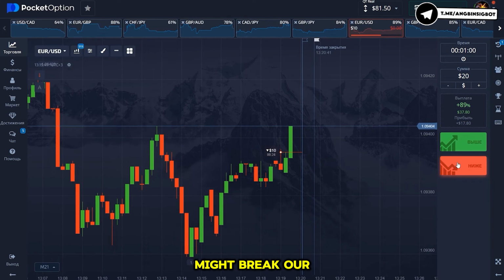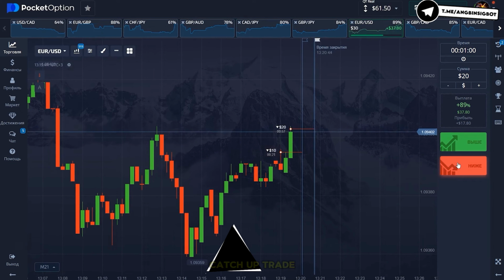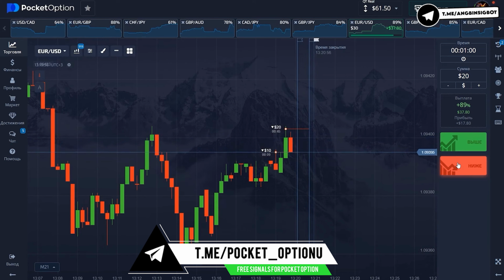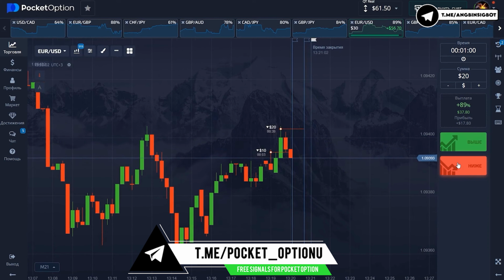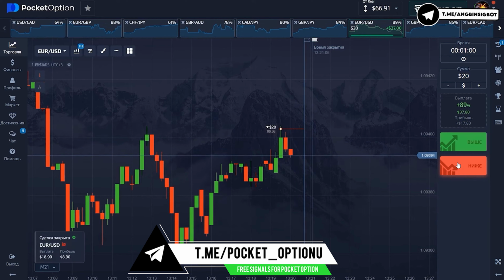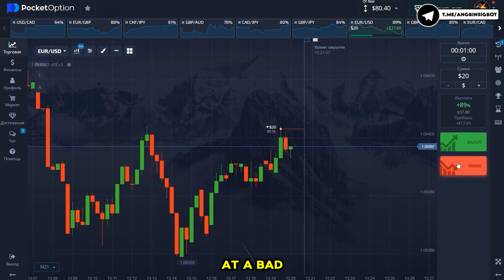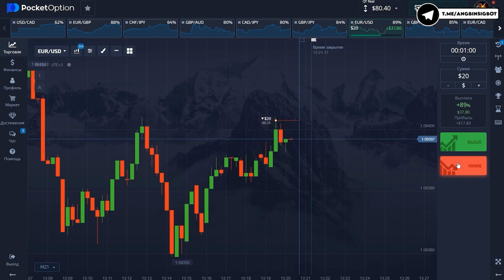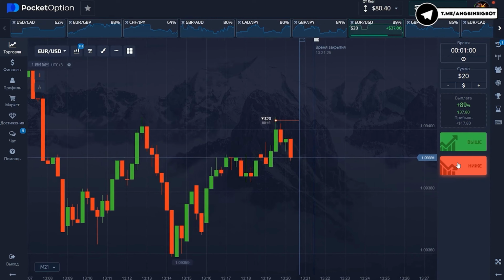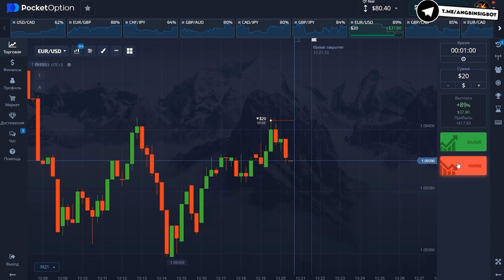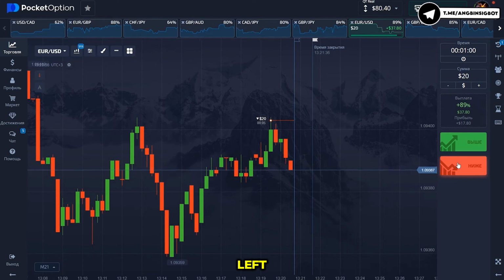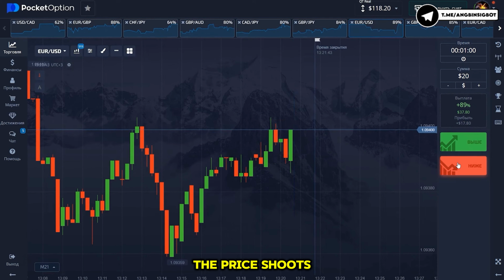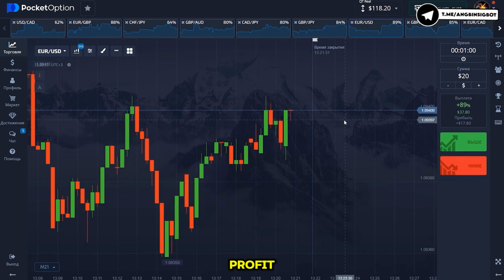So the price might break our local level after all. I am taking a catch-up trade at the peak. As we can see, the first trade at a bad point also closes in profit. We are waiting for the result of our follow-up. As we can see, there are literally 5 seconds left, and the second trade at a good point for $20 closes in profit. The price shoots up at the last moment, but we managed to secure a profit.